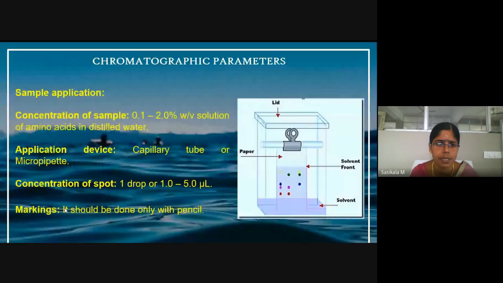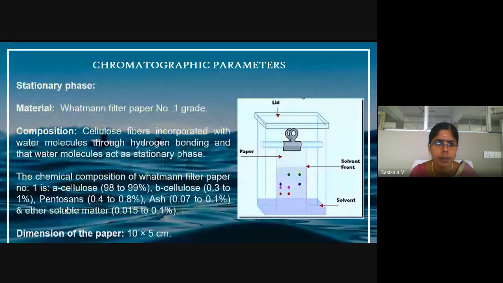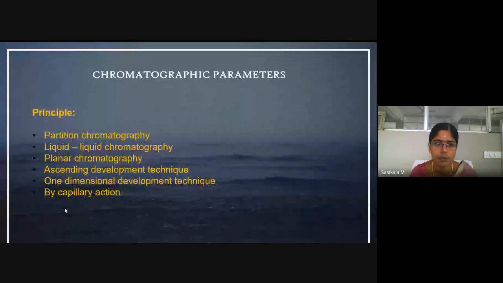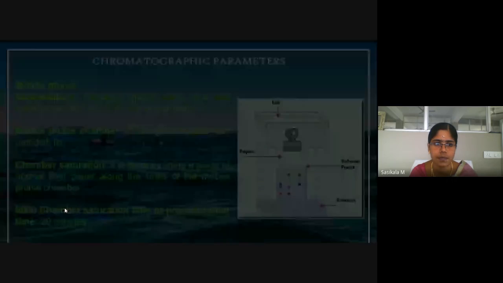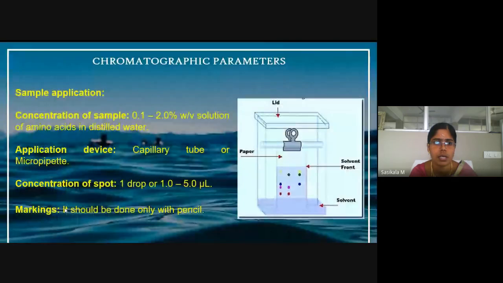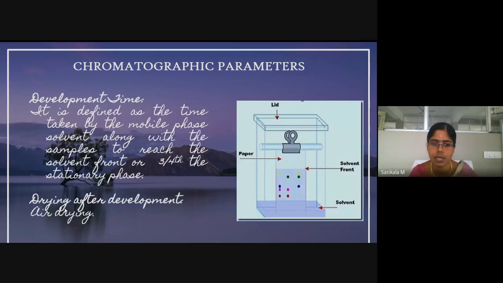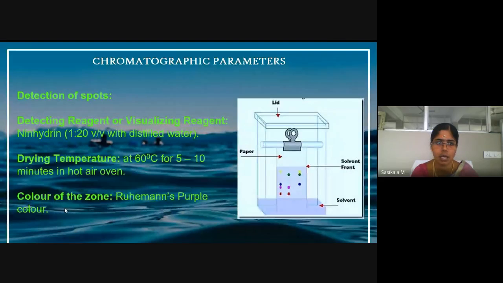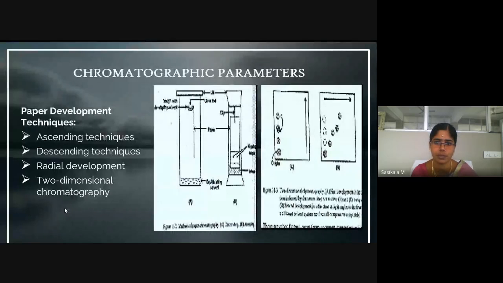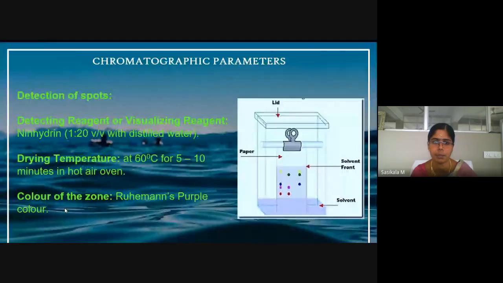So what are all the parameters we have seen till now in paper chromatography? Principle of paper chromatography, stationary phase and mobile phase used, sample application, positioning of the stationary phase, development time, and drying after development. In the next class, we will discuss detection and applications of paper chromatography, and different techniques of paper chromatography. We'll start with this now.